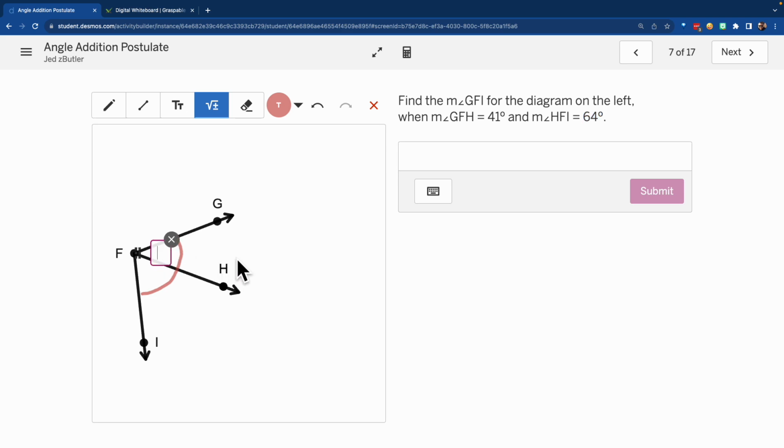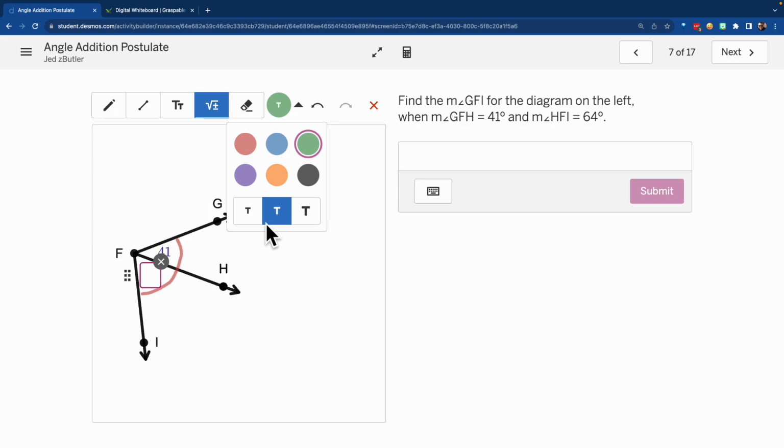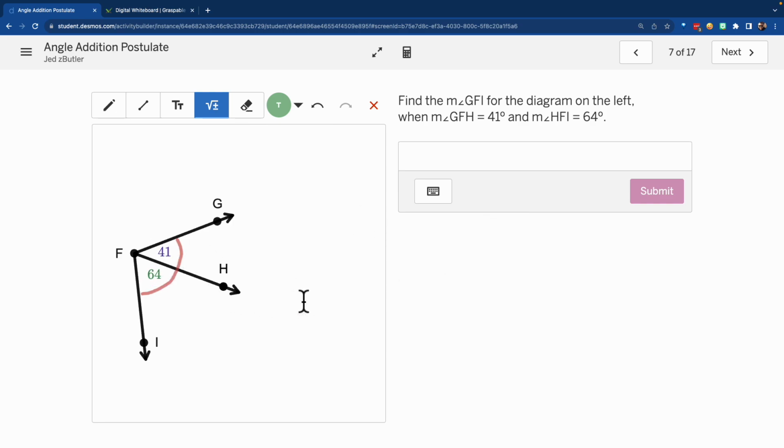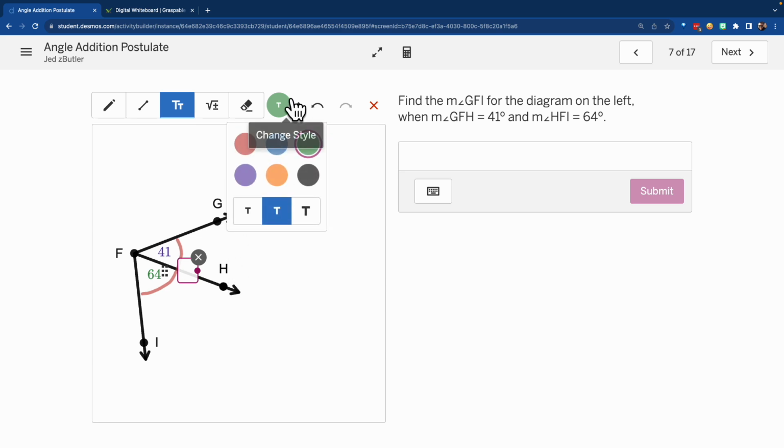I'll put 41, and I'm not going to do that in red. Let's change the color to, I think we had purple. So now we're going to say 41, and then I'll make the other one a different color, maybe green, I think it was. And that one is 64. So I got 41 and 64, but the thing that I don't know is the red one, which is the whole distance. I'll put a question mark.